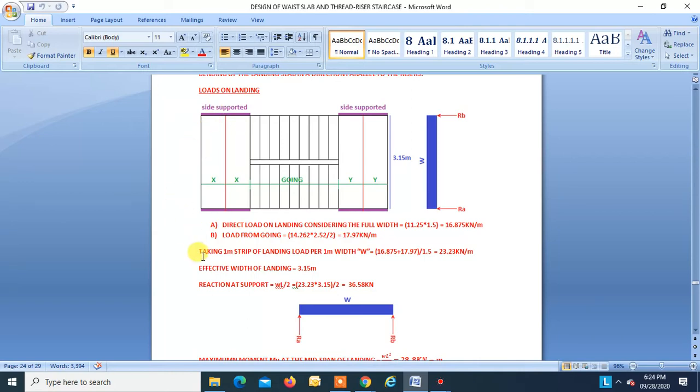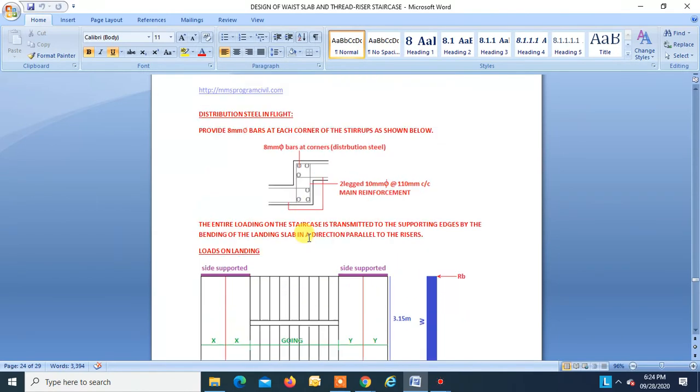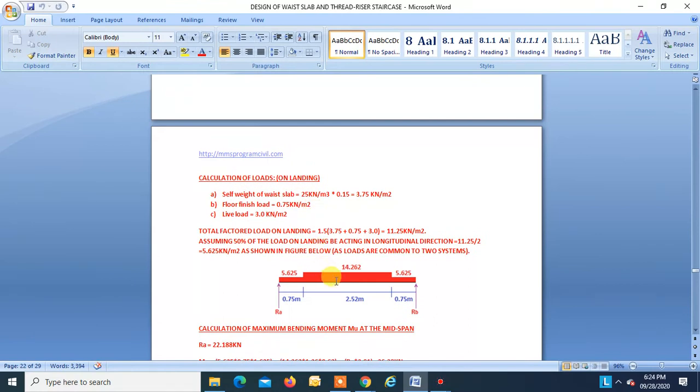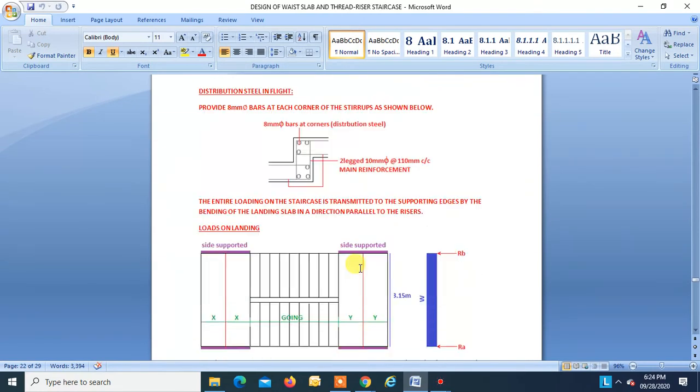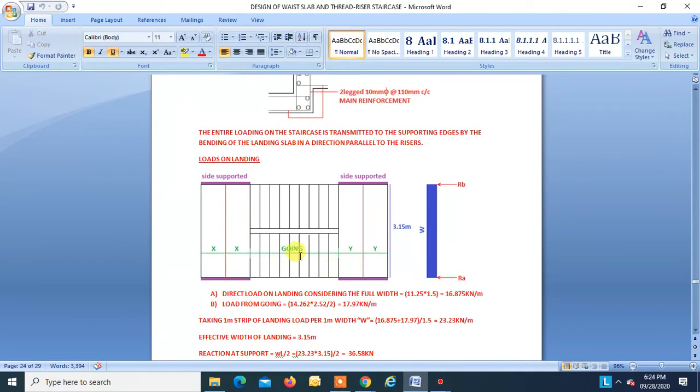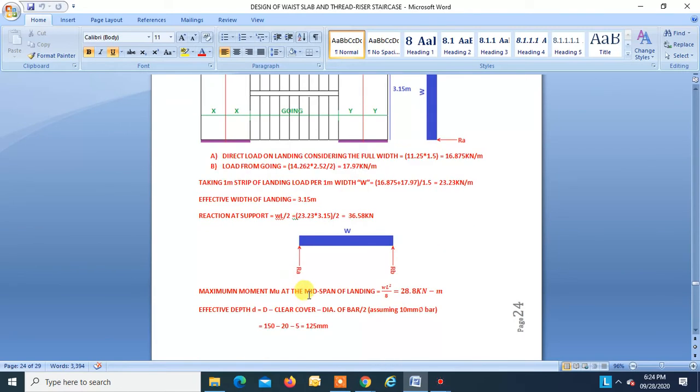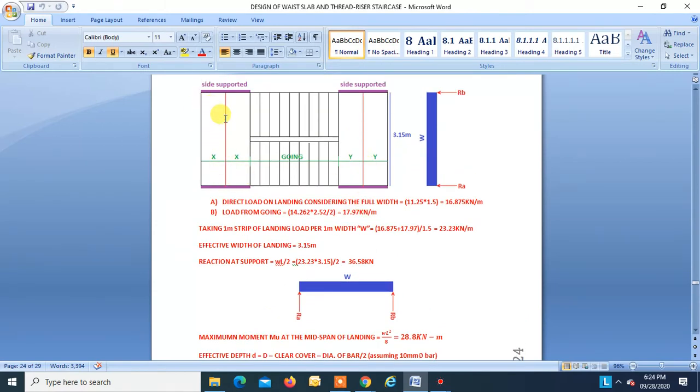Now load from going. So load from going is 14.262. So half the load over here. So 14.262 into this length, 2.52 divided by 2, right? So this is how we get the load from going as 17.97 kilonewton per meter. Okay, like this. So total is equal to this plus this.